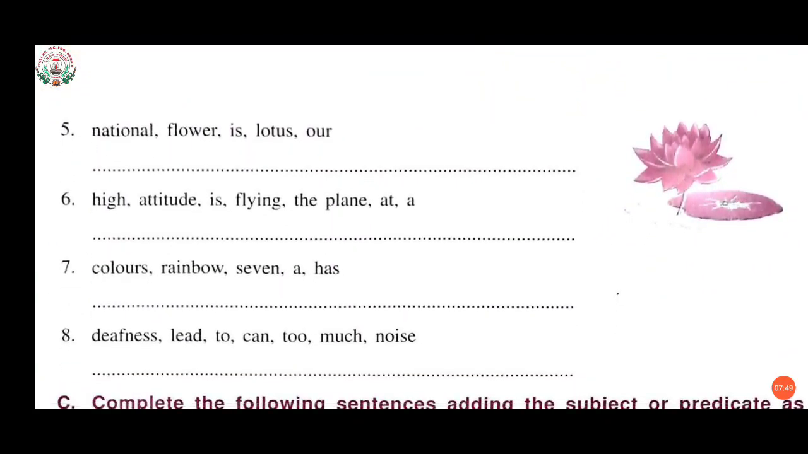Fifth one, national flower is lotus. This is very simple. Lotus is our national flower. And children, remember this, that you have to put full stop at the end of each and every sentence where it is needed or where it is required. So don't forget to put the punctuation mark. Like here, everywhere full stop we have to put. Likewise 6, 7, 8, you can do it by your own.